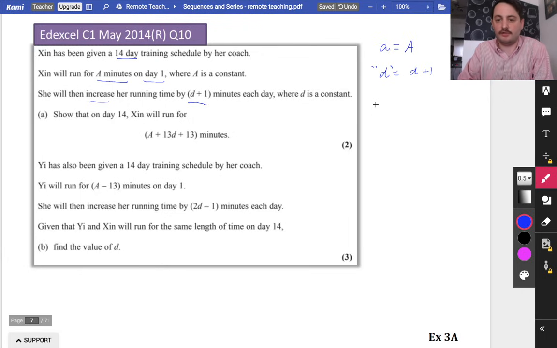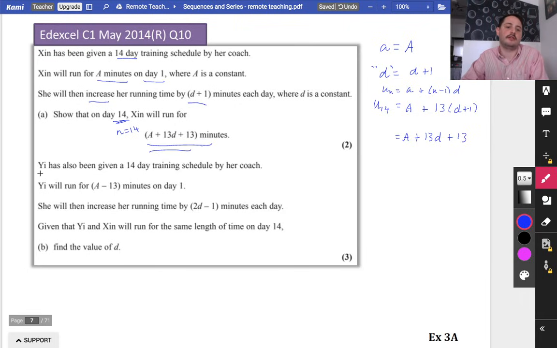So we're going to say that on day 14, we're actually saying, what is U14 equal to? Well, we know it's normally equal to A plus N minus 1D. So let's just say that UN is equal to A plus N minus 1D. So in our case, it is going to be capital A plus N minus 1. So N is the 14th day. So we're saying that N is equal to 14. So we get A plus 13 multiplied by the common difference. In our case, it's actually D plus 1. So you get A plus 13D plus 13, which is exactly what they wanted us to show here.